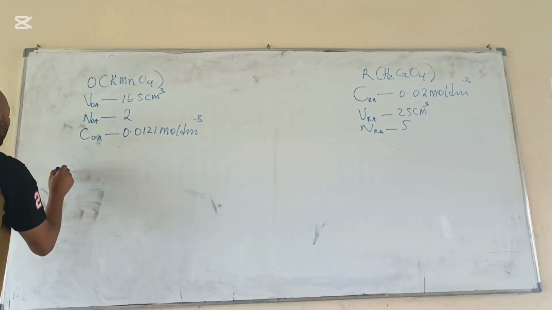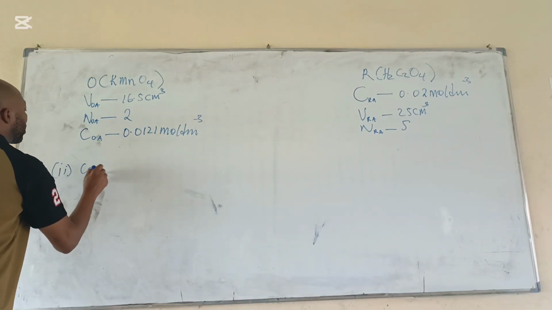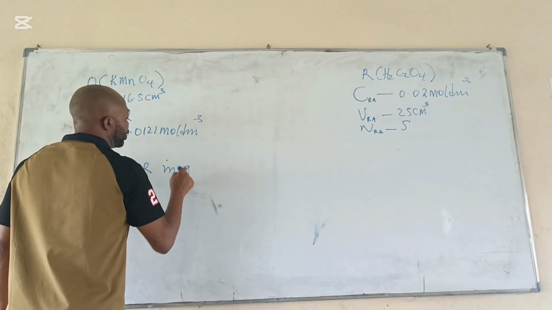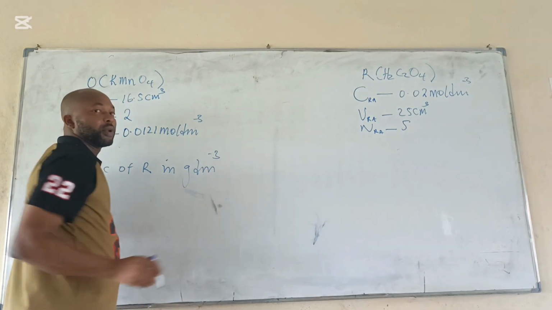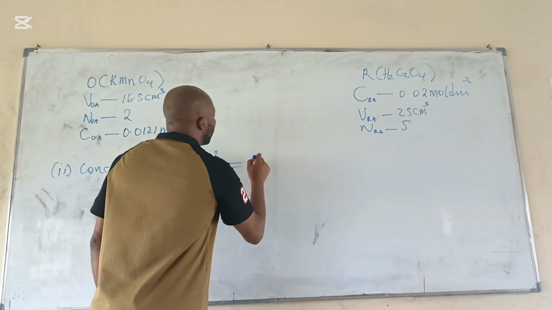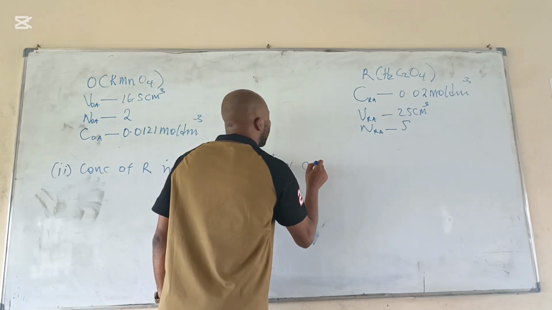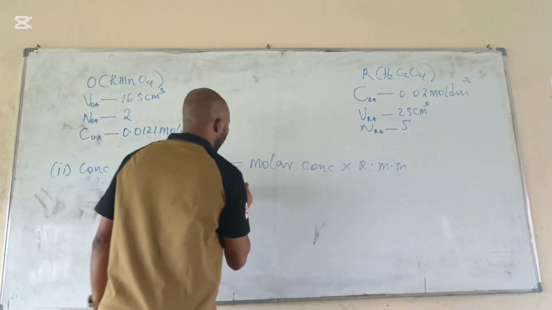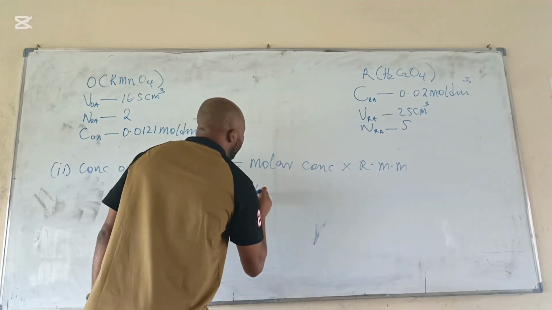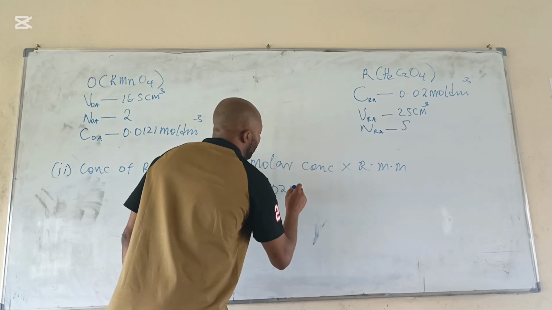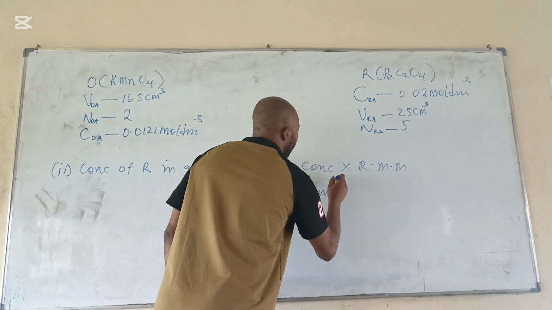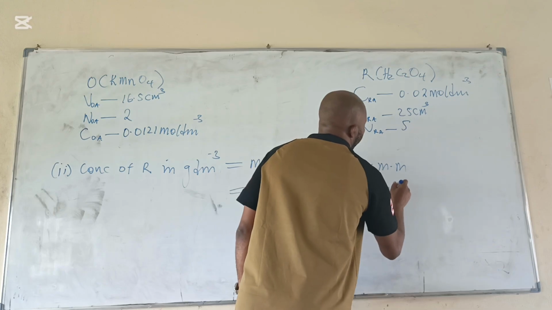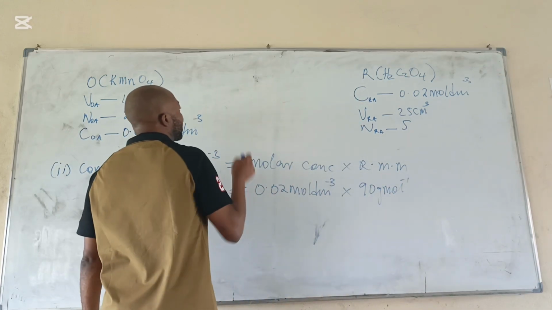Now, second question: the mass concentration of R in g/dm³. This is equal to the molar concentration times the relative molecular mass. The molar concentration is 0.02 mole per dm³. The relative molecular mass is 90 g/mole. Now, how do we get 90?